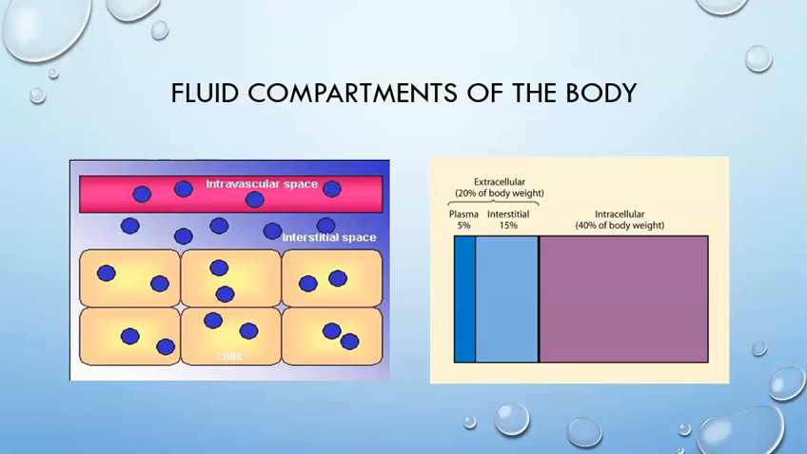This is pictures that show where fluid is located, so you can see the intravascular space, that is your blood vessels. Interstitial space is the space in between, and then your cells. So we'll have fluid located in these different spaces. 5% of our fluid is plasma, 15% is interstitial, and then 40% of your body weight is intracellular fluid that's in the skeletal muscles.